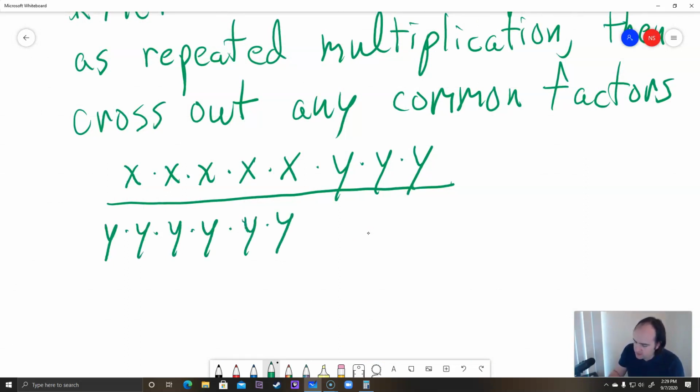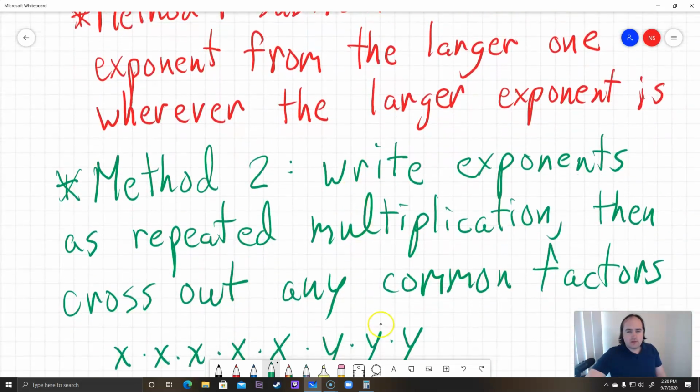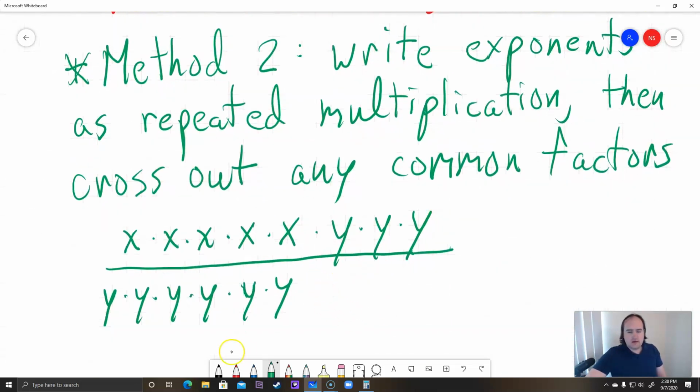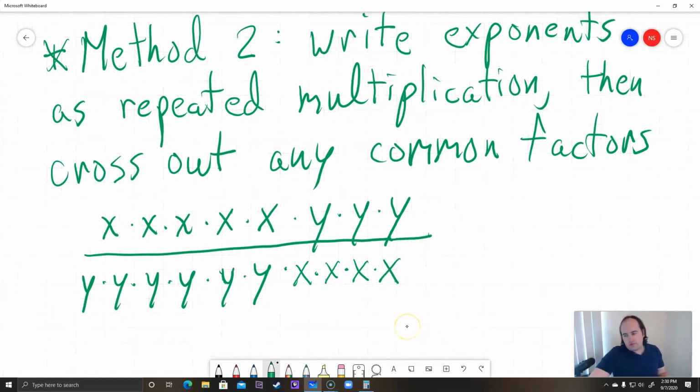So as you can see, the problem with method 2 is it takes a long time to just write out all the factors. But we have a total of 6 y's because the exponent of y was 6. And then on the bottom right corner, we have to have 4 x's, since we have x to the 4. Okay, so down here, we have x times x times x times x. Okay, so that's method 2. Most people prefer subtracting the exponents, but I thought I'd cover it just in case.